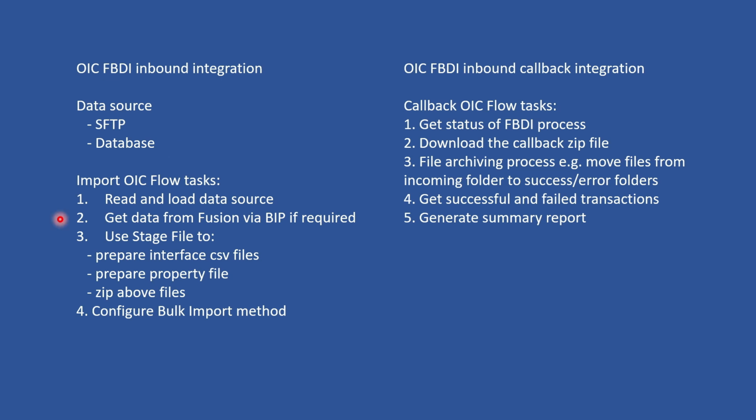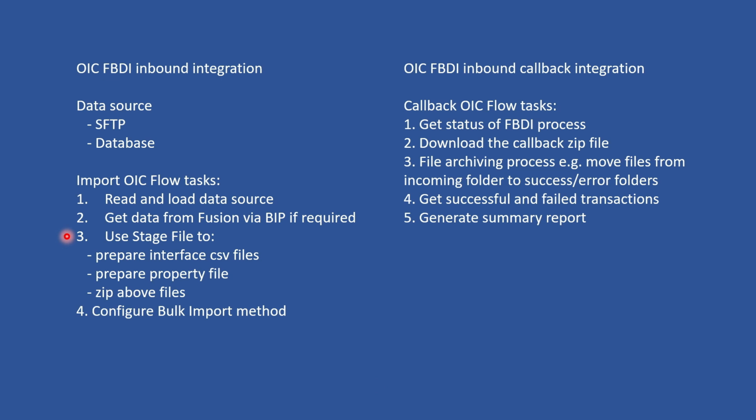The second step involves mapping and converting the source data into the structure required by the FBDI template. In some cases, if required, additional data can be fetched from Oracle Fusion by using BIP reports. The purpose of this is to enrich or validate the incoming records.